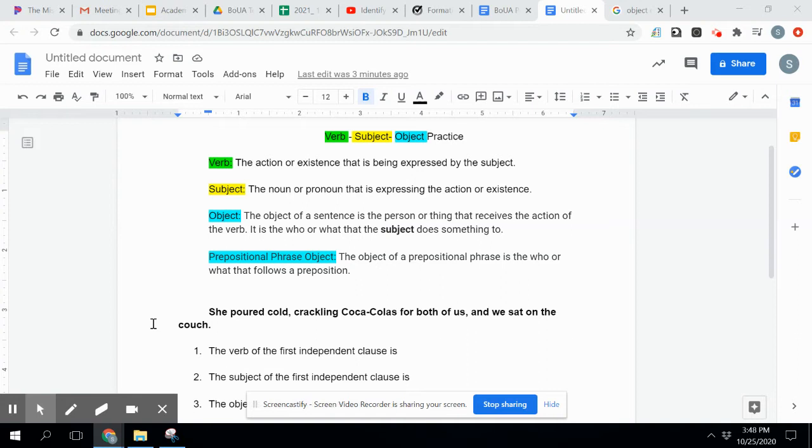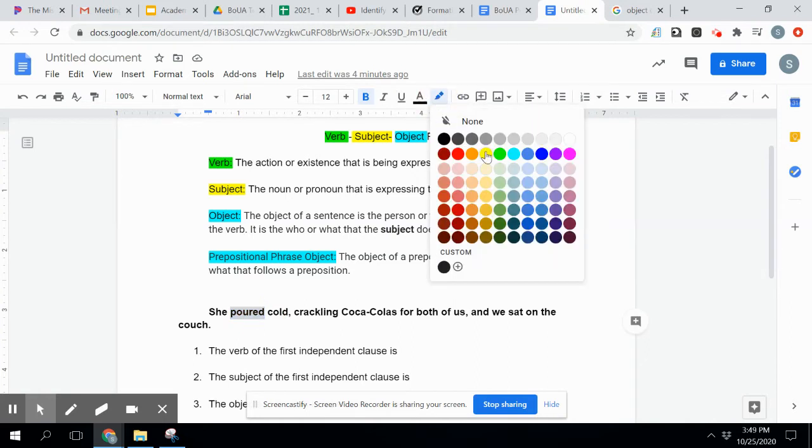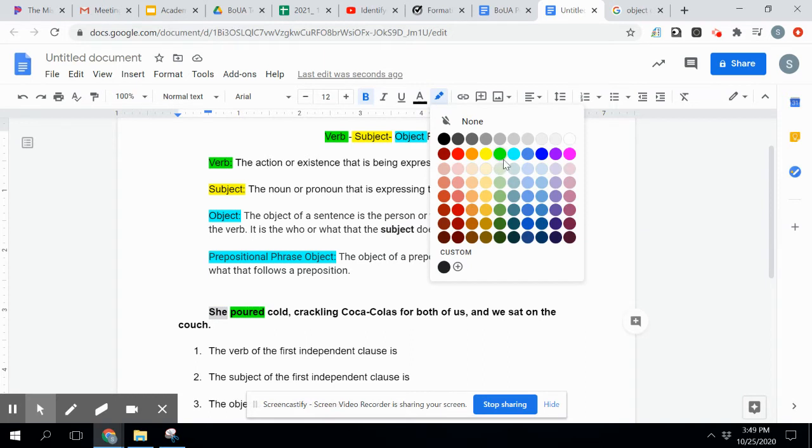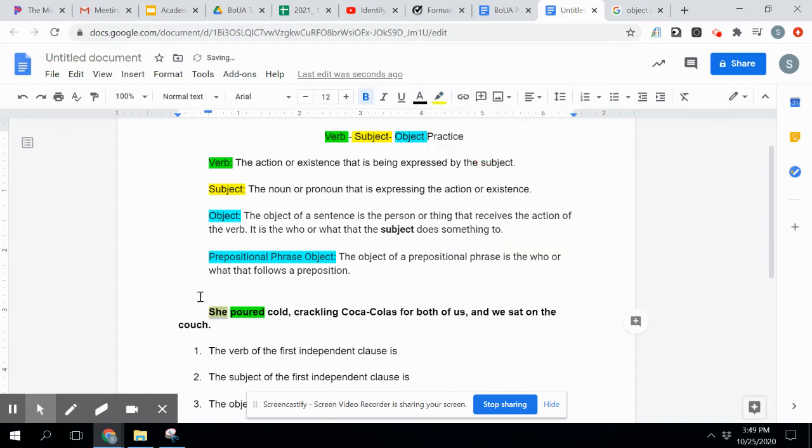So when I look for the verb of the first independent clause, I need to ask myself, what is the action or the existence that is being expressed? All right. So I see that poured is a verb. I know poured is a verb because it's something that you can do. And then I can ask myself, who or what is doing the action pour? And that is she. So we know that she is the subject of the first independent clause because that is who or what is expressing the action pour.